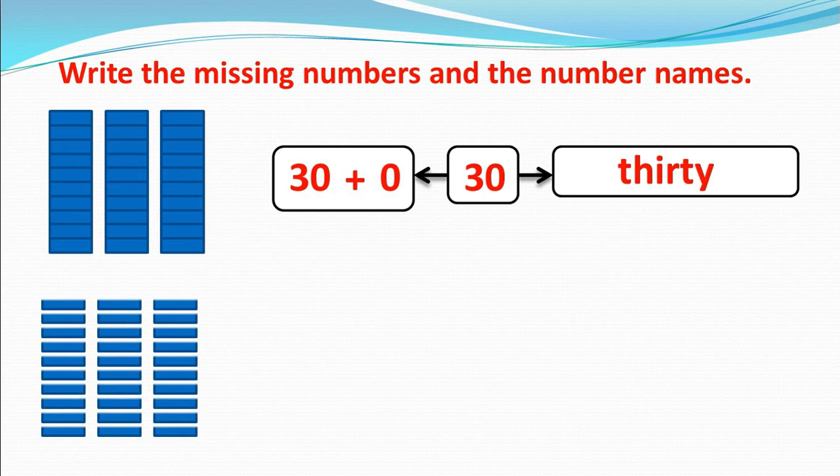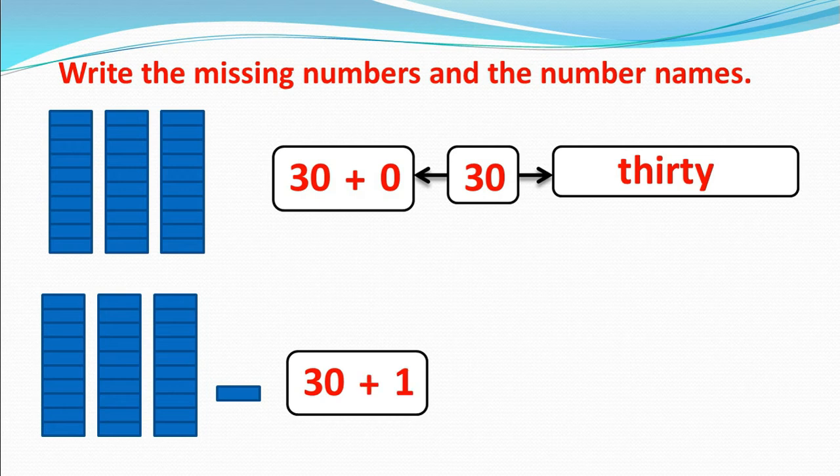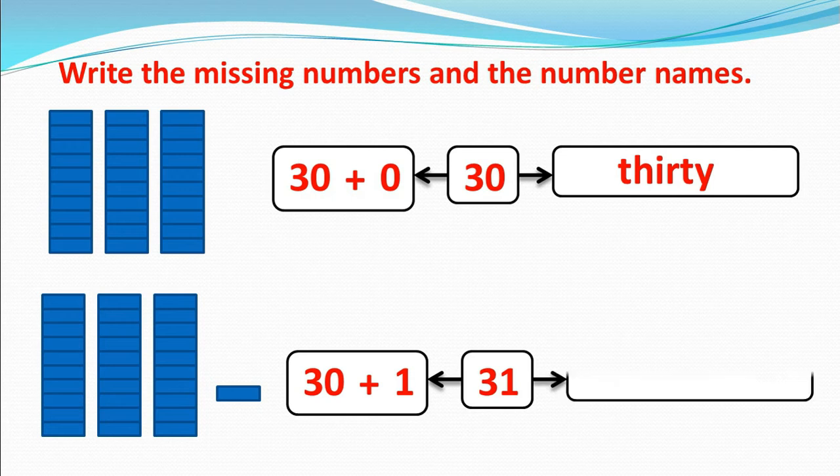Now there are 3 stacks of 10 and 1 one. 3 stacks of 10 makes 30 and there is 1. So here is 1. Now add them. 30 plus 1 equals 31 and the number name 31.